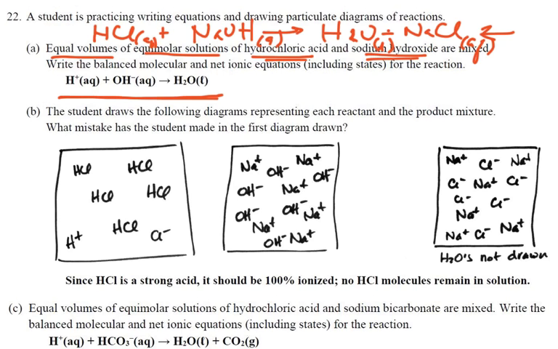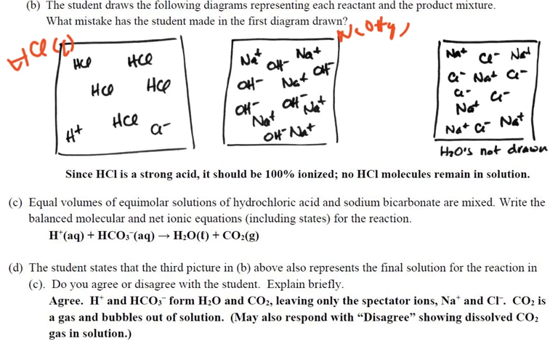Now the student draws the following diagrams representing each reactant. This is supposed to be HCl aqueous, and this is supposed to be a picture of NaOH aqueous. Then when you get done, we're going to have NaCl, and we're not drawing the waters. So what mistake has the student made? The mistake is HCl is a strong acid, so each one of these should be split up into ions. Strong acids dissociate 100%. This would have been good if we had something like HF, which is a weak acid, but for HCl, everybody should be ions. So since HCl is a strong acid, it should be 100% dissociated. No HCl molecules remain in solution.